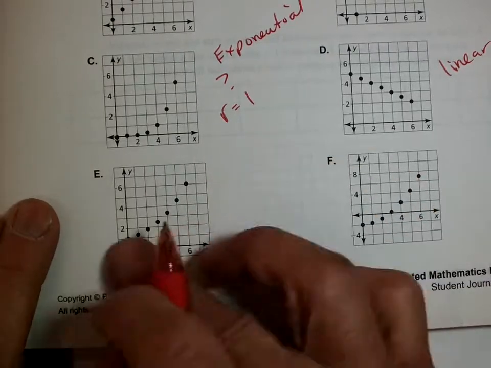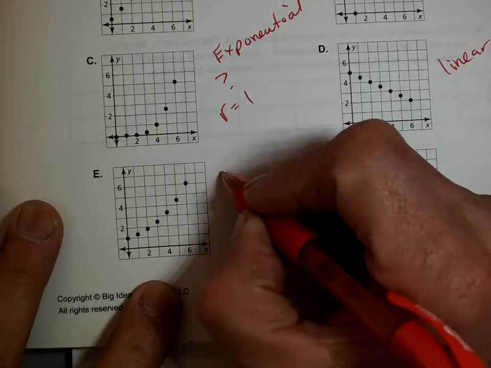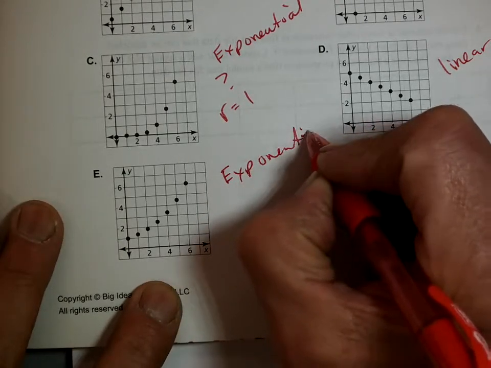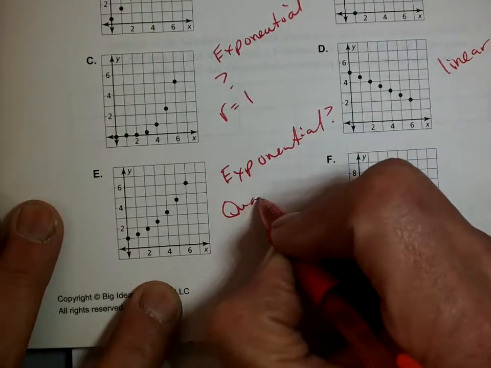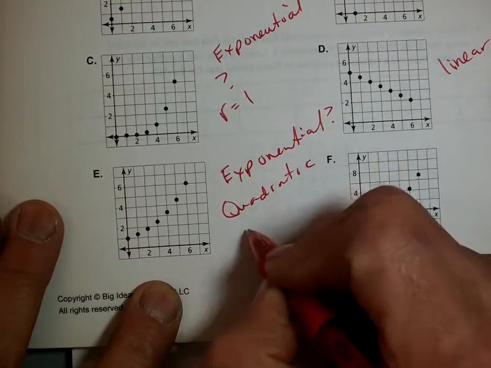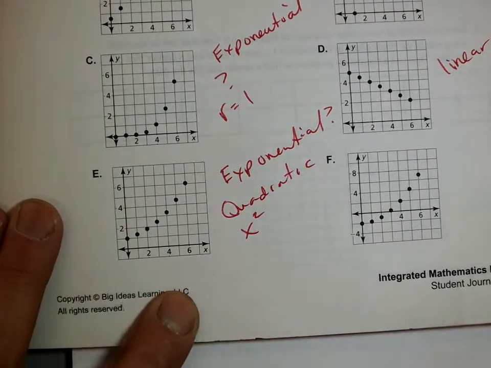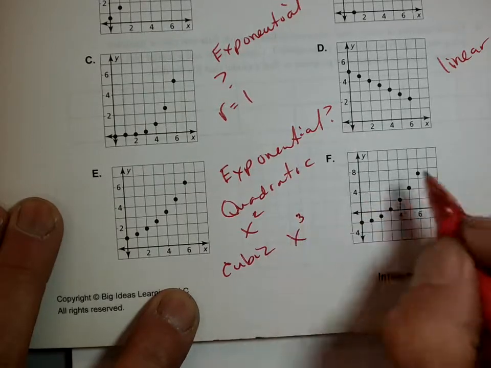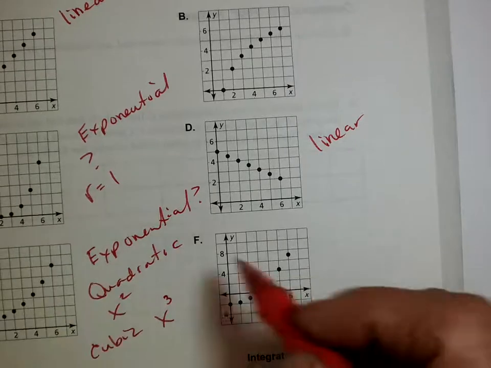E sure looks like maybe quadratic to me, but it could be exponential. Again, we're not sure. Might be quadratic, which is an x squared, right? It might even be a cubic, which would be an x cubed, right? F could be the same way. I'm not sure. E and F could be one or the other.